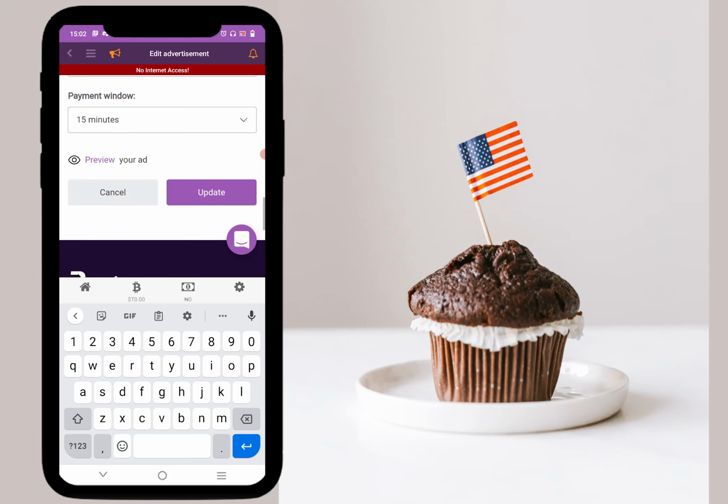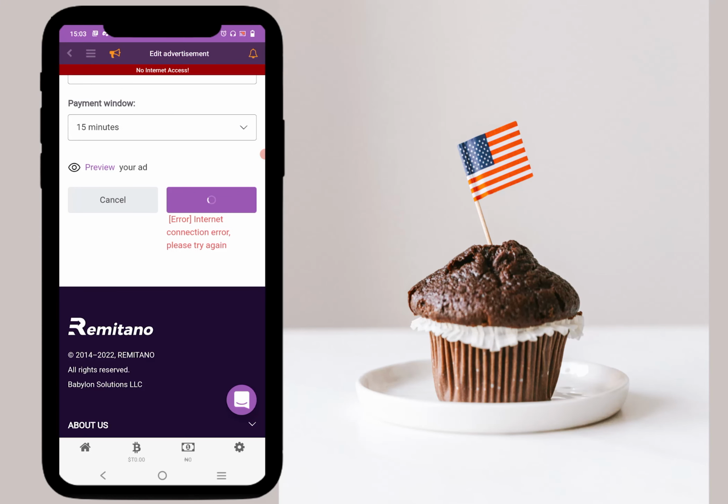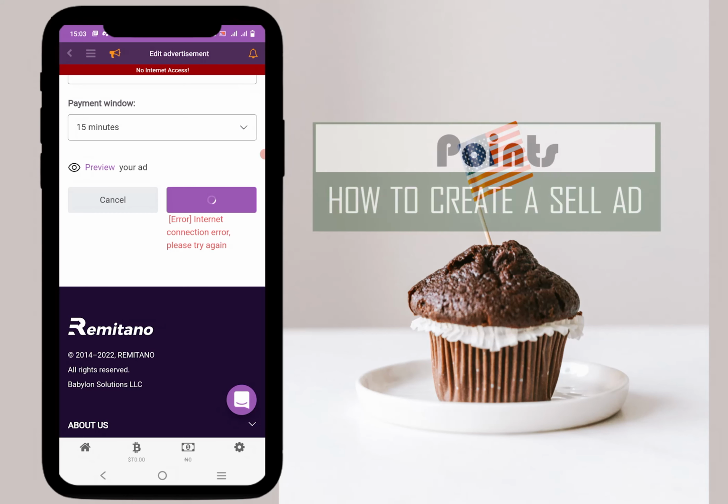So once you're done, you can simply click on update. Once you're done updating it, your ad will actually reflect live. I will show you where you can see the ads that you've created. The ad we just created was a buy ad. We're going to create a sell ad next.